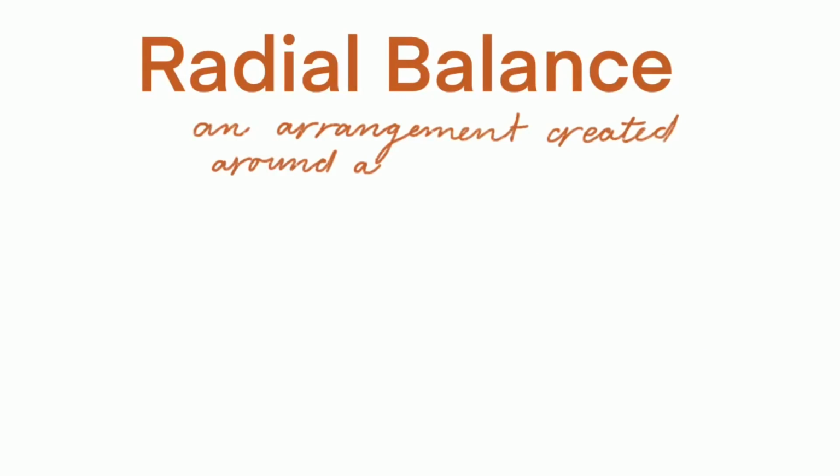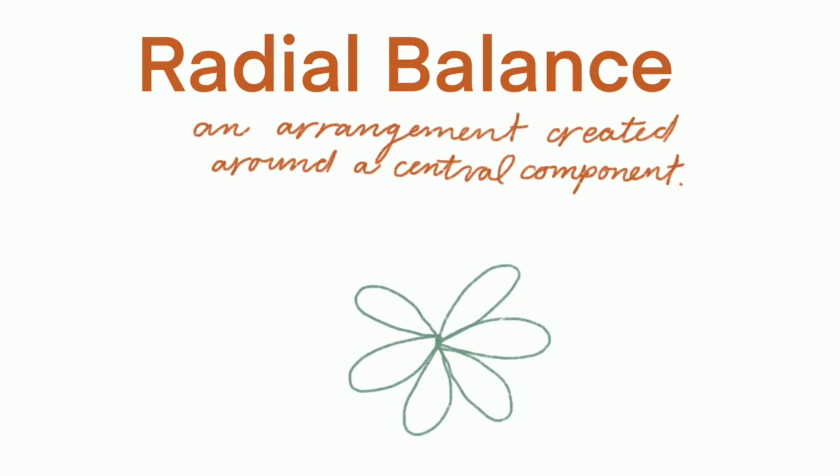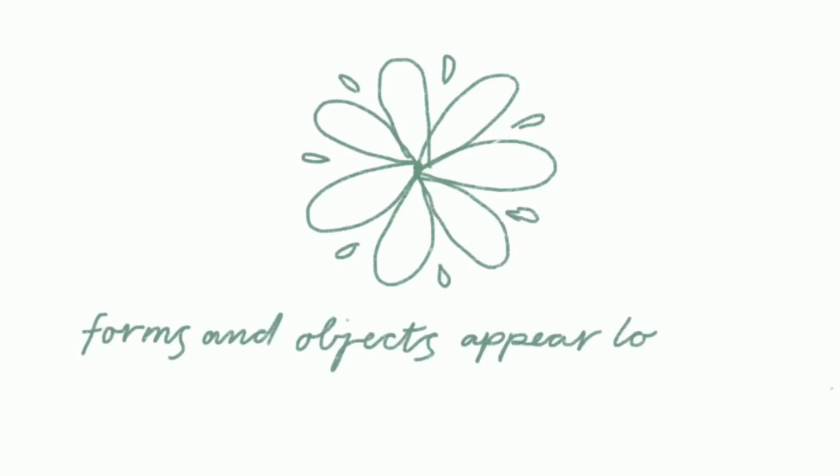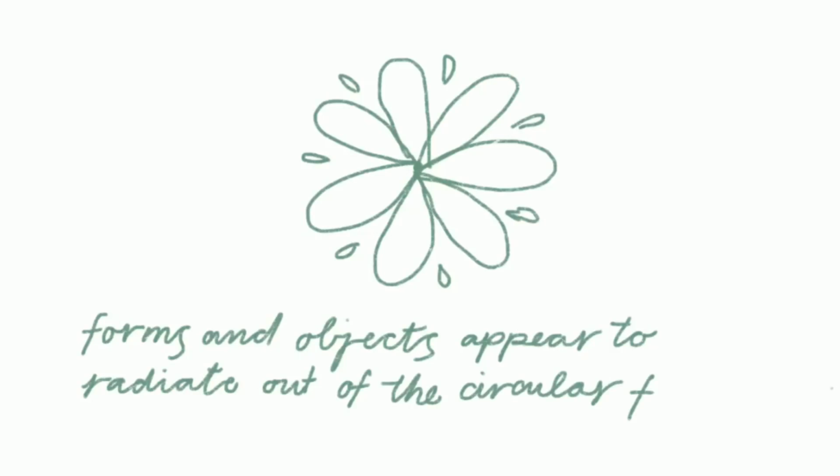Radial balance, instead of following a horizontal or vertical axis, has forms arranged around the center of the composition, radiating from it like the rays of the sun. Forms and objects in a radially balanced composition appear to radiate out of the circular focal point of the artwork.